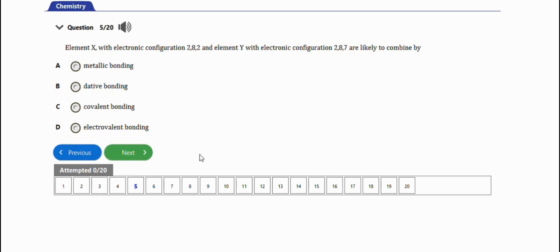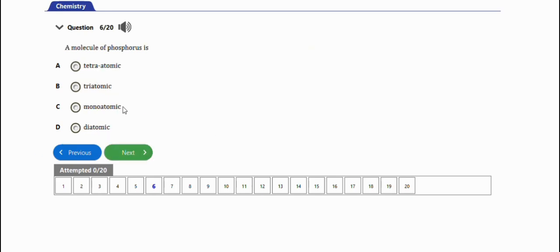Okay, so the next question will be this one. It says a molecule of phosphorus is tetraatomic. Yes, the right answer is option A, guys. Take note of this particular question. The next question says which of the following compounds is covalent? So it's obvious. Is this methane? Alright, methane gas, option B.